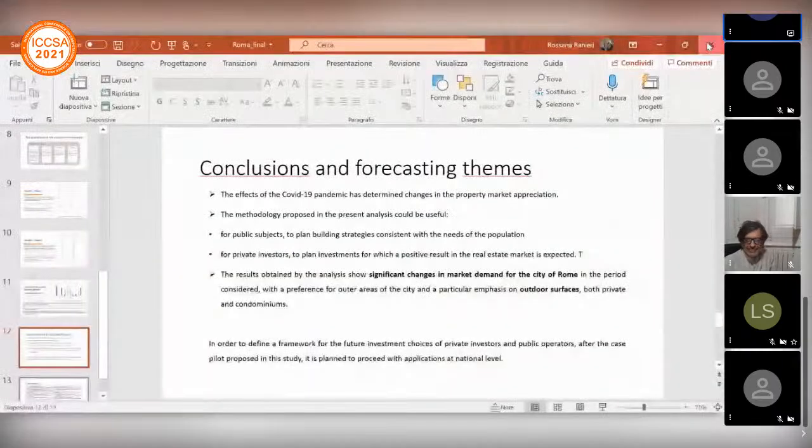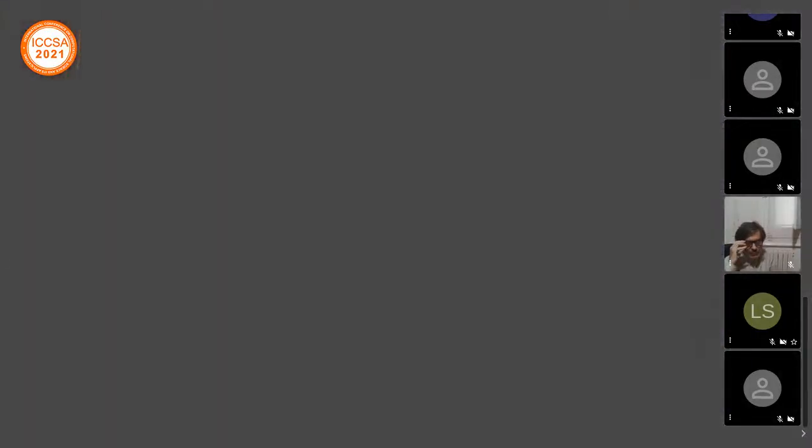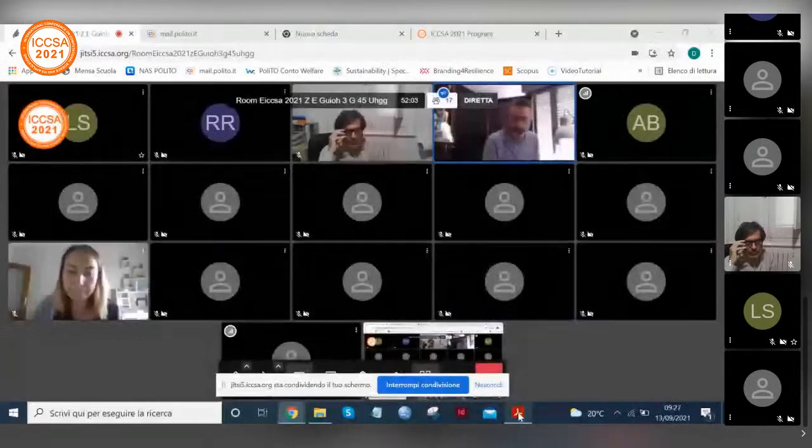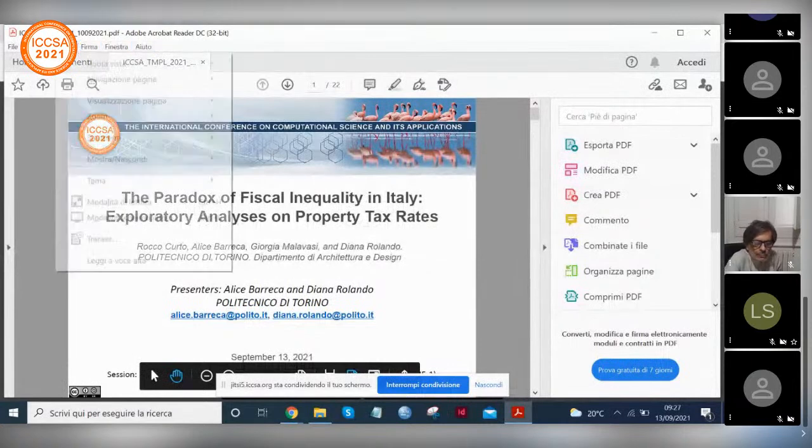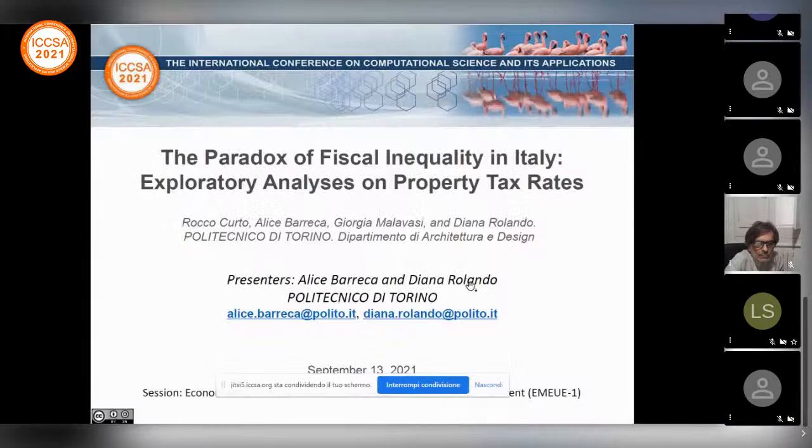No problem. Thank you. So we move to the fourth paper in today's program, and the authors are Rocco Curto, Alice Barreca, Giorgia Malavasi, and Diana Rolando. The title of the paper is "The Paradox of Fiscal Inequality in Italy: Exploratory Analysis on Property Tax Rates." And this paper explores the issue of fiscal equality in cities, in urban settings, and it does so by combining cadastral values and housing property prices and fiscal inequality indicators.